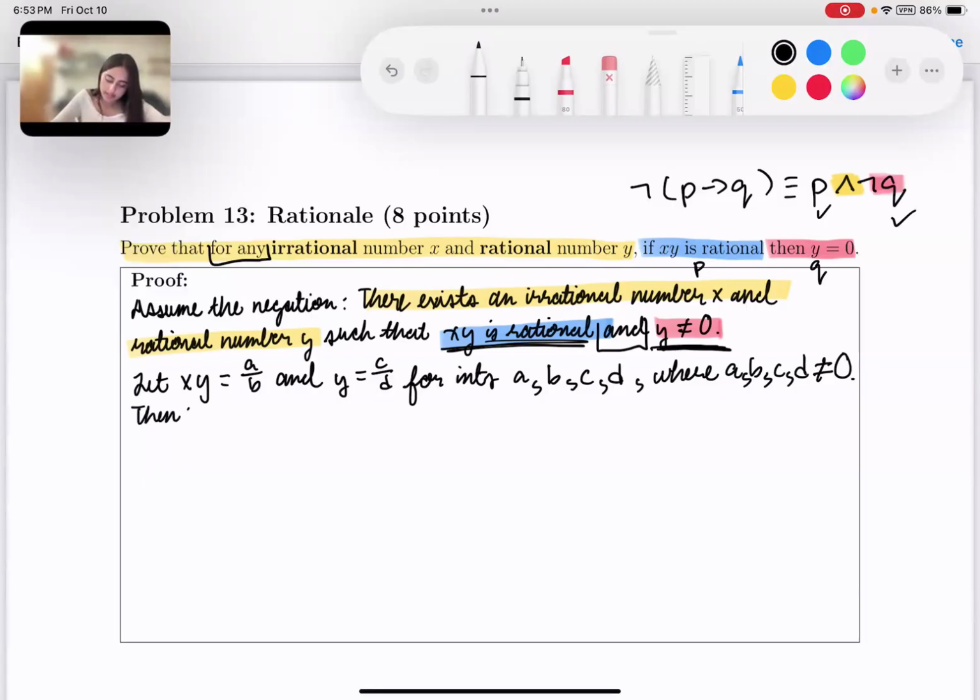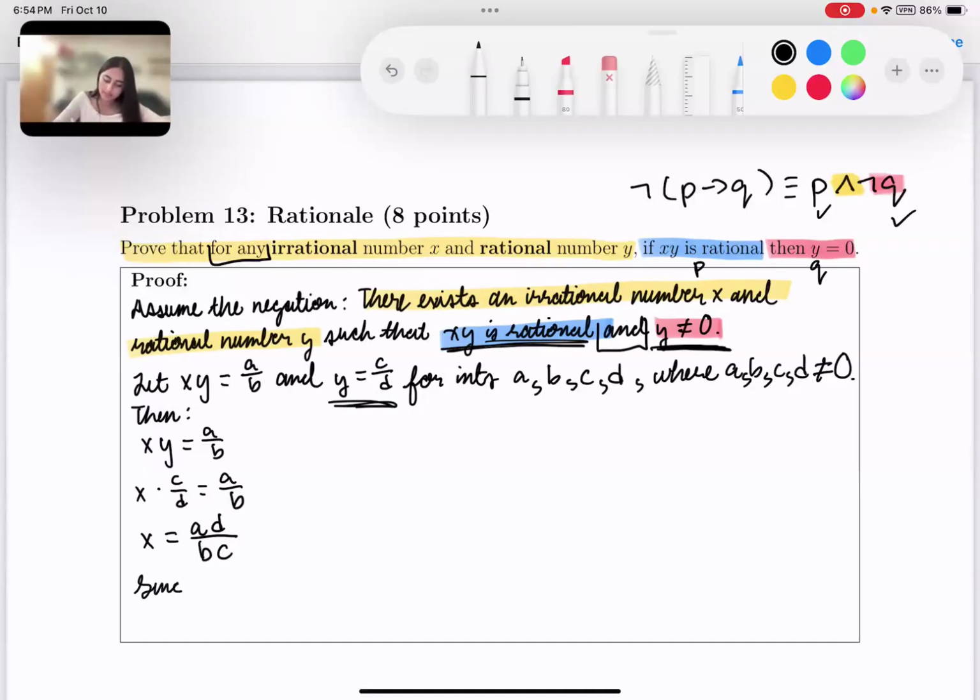So then we have xy is equal to a over b, x times c over d, just substituting this value for y, is equal to a over b. What we're going to do is multiply both sides by d over c. So we're going to have x is equal to ad over bc. The integers are closed under multiplication. That basically means that multiplying an integer by an integer will give you an integer result. We can depend on this and we don't have to prove it.